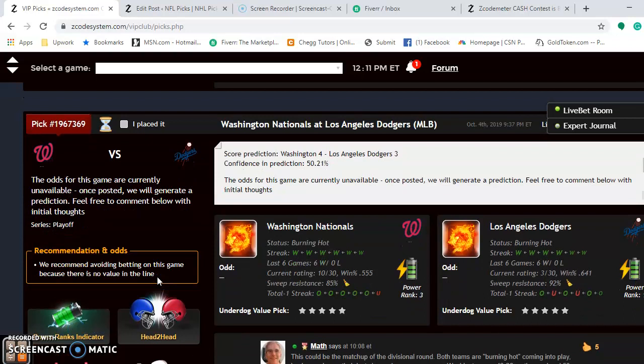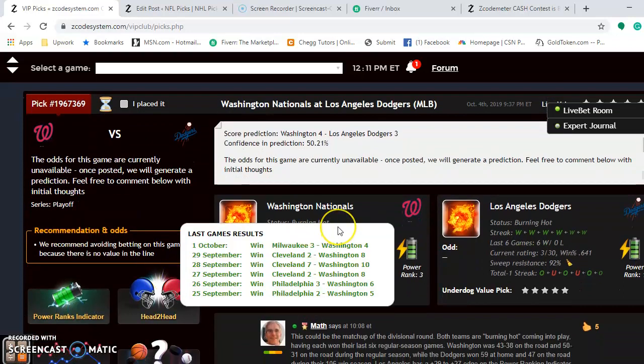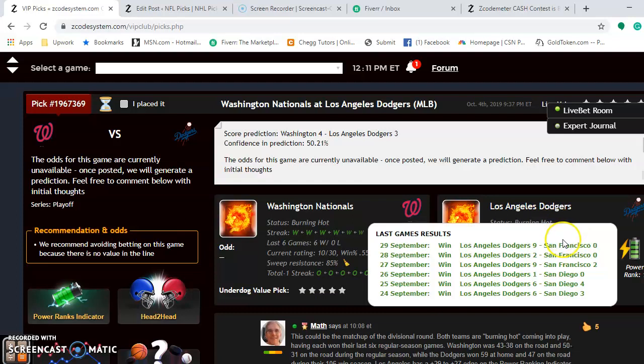Now let's look at the final one. We got Washington and Los Angeles. Washington burning hot, winners of their last six. The Dodgers burning hot, winners of their last six. Something's got to give, right?